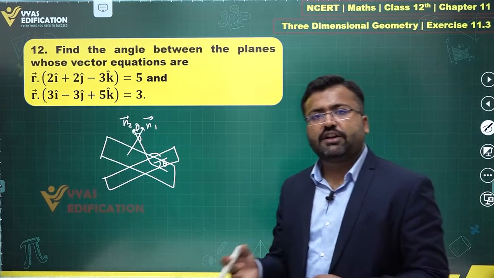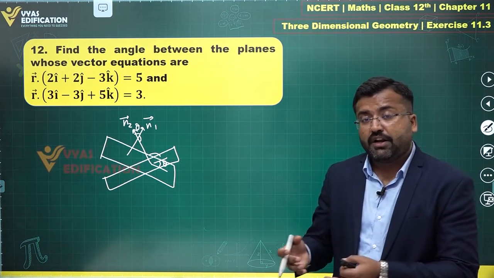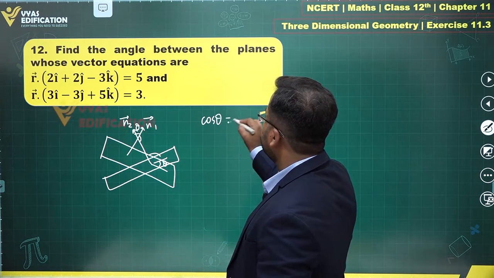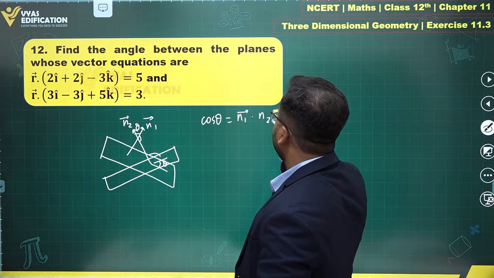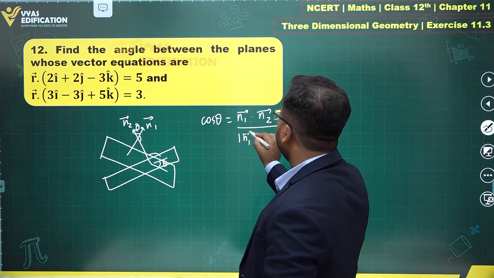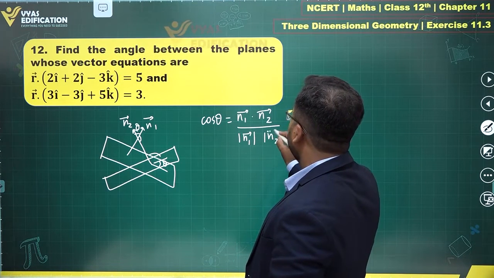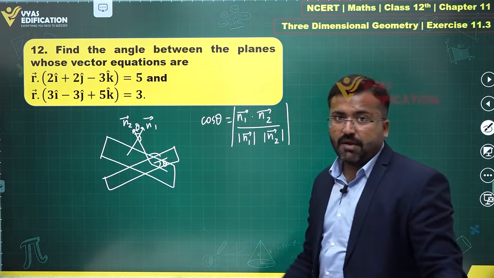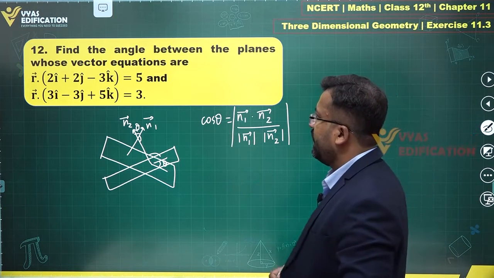Cos theta will be n1 dot n2 upon magnitude of n1 times magnitude of n2. That's using the idea of dot product. Cos theta is n1 vector dot n2 vector upon magnitude of n1 vector times magnitude of n2 vector, and you take a modulus to get the acute angle. The other angle will be pi minus theta, right? We generally prefer the acute angle.